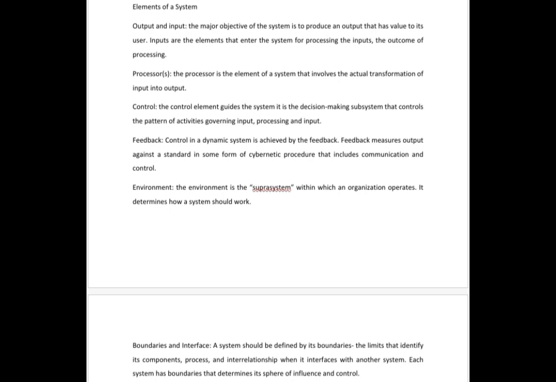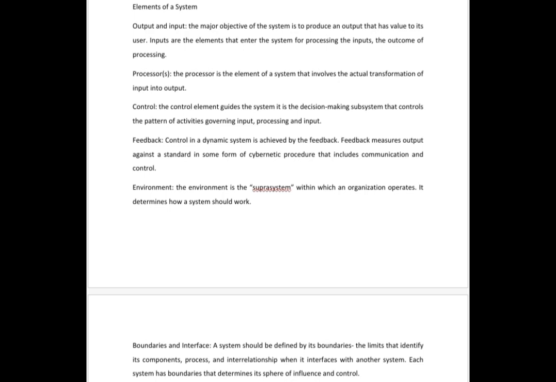And the third one is the control. The control element guides the system. It is a decision-making subsystem that controls the pattern of activities governing input, processing, and output. Feedback control in a dynamic system is achieved by the feedback. Feedback measures output against a standard in a sort of cybernetic procedure that includes communication and control.